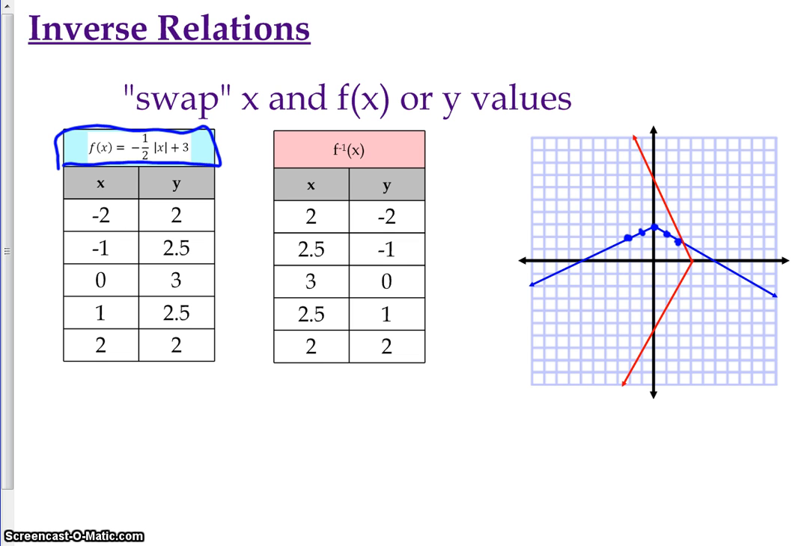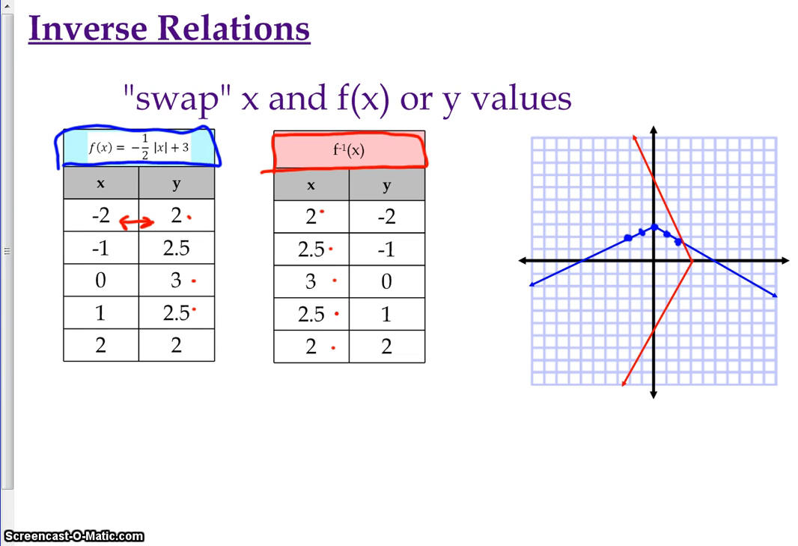Then what you do to get my red line, or to get the inverse, is I am swapping, switching, interchanging the x and the y. So what used to be the y is now the x. These used to be the y's here, now they're the x's. What used to be the x's now become the y's. So it's kind of a flip, a switch, a swap.